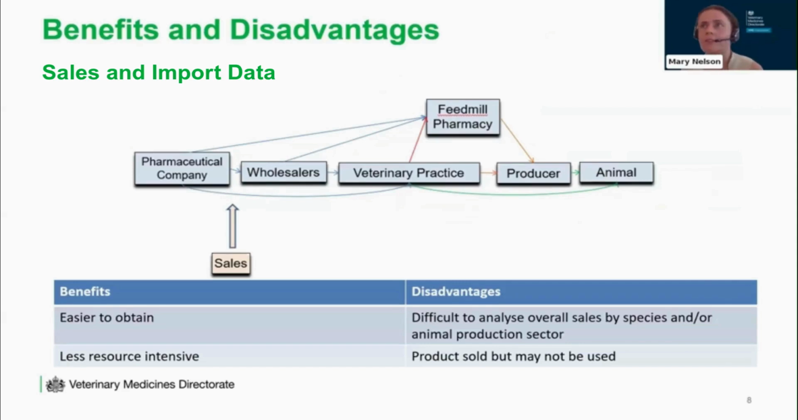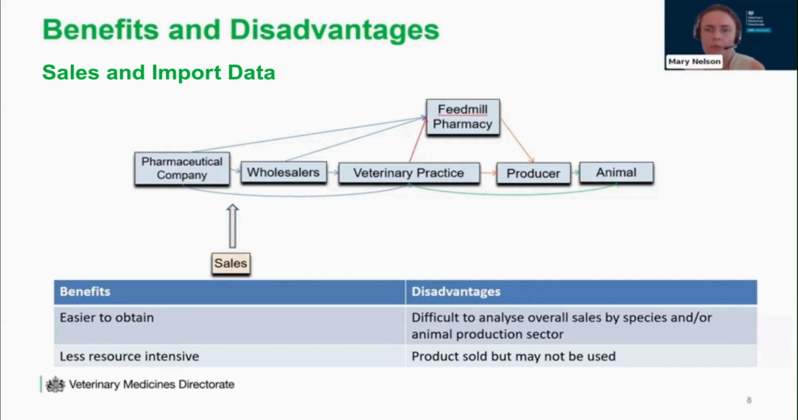Now let's look into the benefits and disadvantages of these types of data. Sales and import data is obtained from the pharmaceutical company or the wholesalers. This type of data is fairly easy to obtain and less resource intensive because you have fewer groups to obtain the data from. However, from this data, it can be difficult to determine which species the product is sold for or which sector it's being used in, and therefore it may not be a true representation of the use of antibiotics in the country.